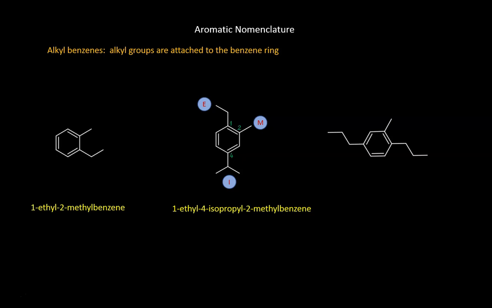In this third one, here are 2 numbering choices you may have considered. 1, 2, 4 totals 7, which is lower than 1, 3, 4, which totals 8. So we remove this set. There are 2 propyl groups and 1 methyl group. Which of these names is correct? Remember that prefixes like di, tri, tetra do not count for alphabetizing, so methyl comes before propyl, and this one is correct. This ends the video on aromatic nomenclature.